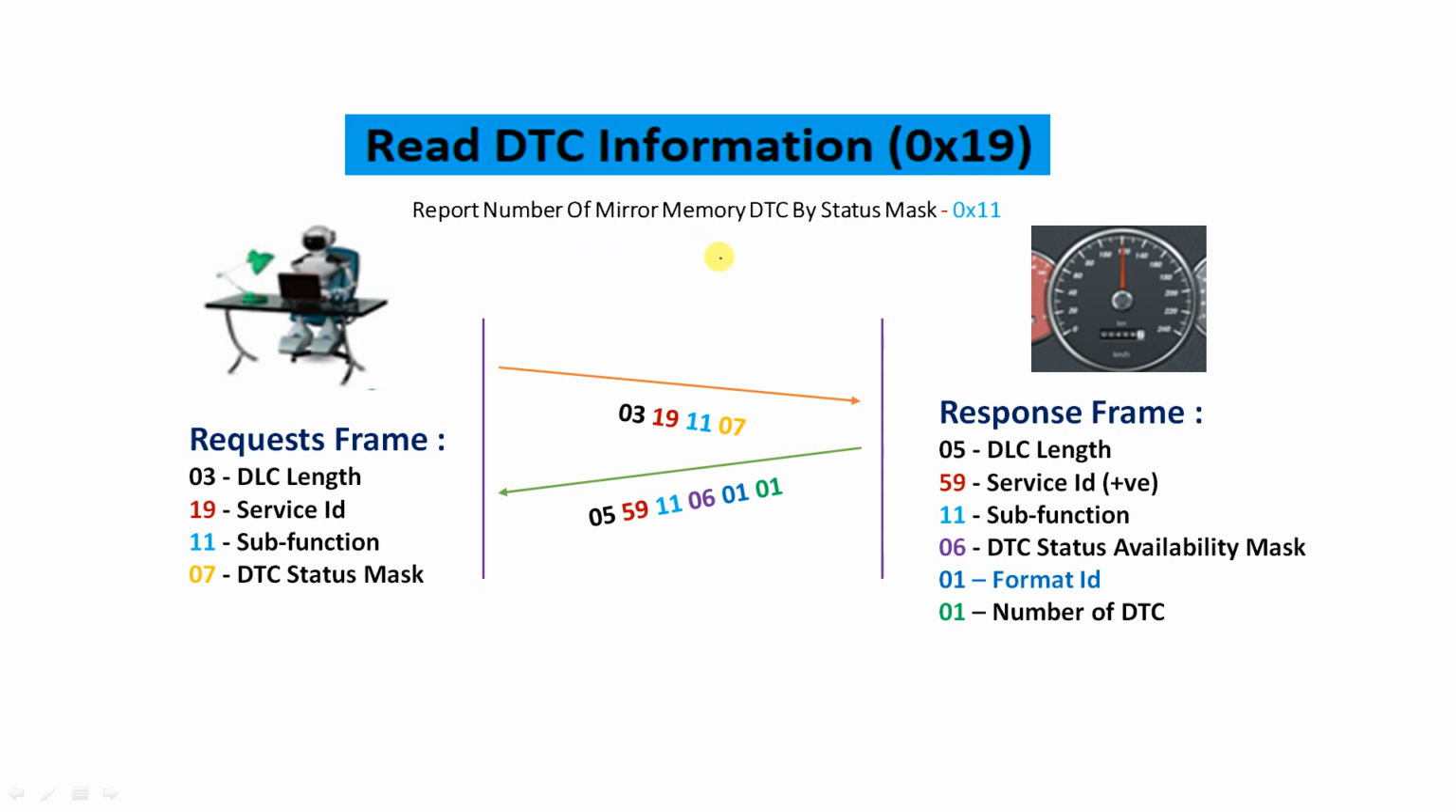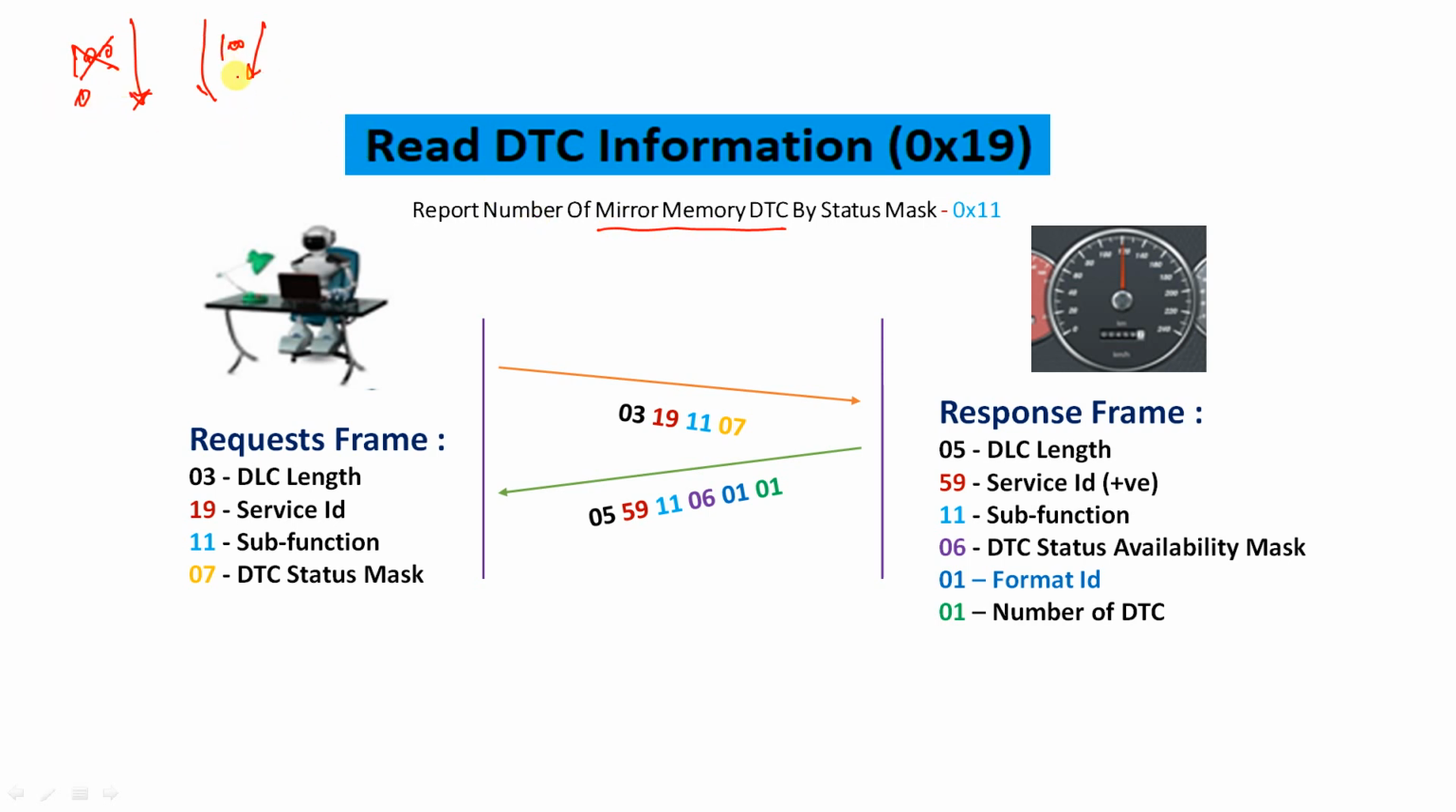Then report number of mirror memory DTC. Mirror memory is again a kind of DTC, a different kind of DTC among other DTCs. For your simple understanding, I can tell you it is a copy. For example, if there are 100 DTCs in the ECU memory, these 100 will be in the mirror memory as well. If you try to remove them, the ECU memory will become zero. But the mirror memory will not, because it is a kind of backup. We have a separate explanation for this. For the time being, understand it is a backup.